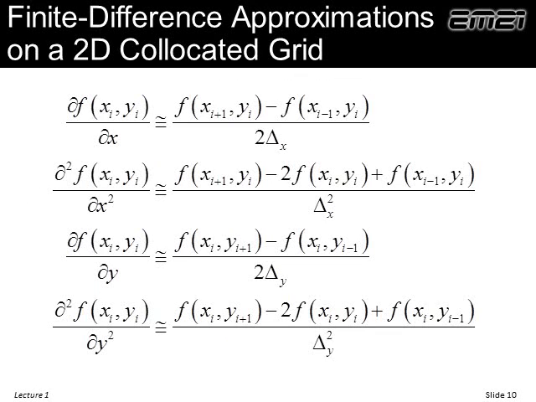So for co-located grids, or a scalar grid where we only have one function, it's not all set from anything else, here are the main finite difference approximations that we need. We need first order derivatives in the x and y directions, and we need second order derivatives in the x and y directions. And we did derive these last semester, but these are the basic finite difference approximations we'll need for our scalar or co-located grid.